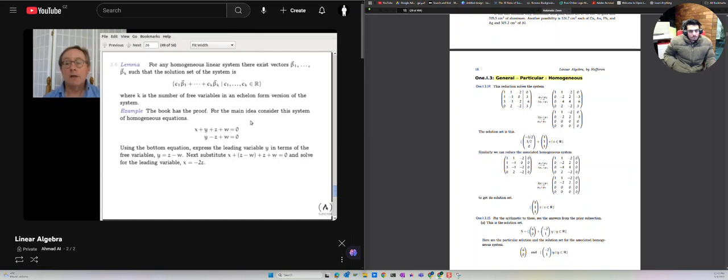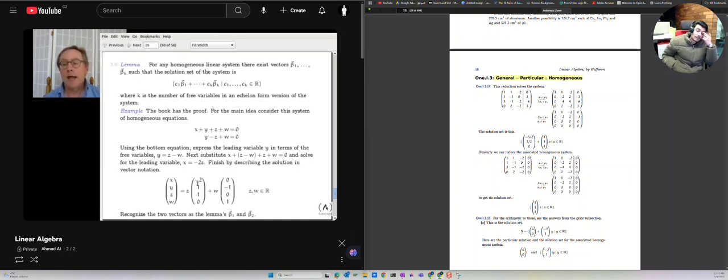Okay, so for the main idea here, you consider this system of homogeneous equations, and using the bottom equation, you can express y in terms of z and w. Notice that there are no constants, or a constant of 0, whichever way you like to say it. If you substitute the value of y into the top equation, again no constants, and so you get x expressed in terms of z and w. So you end up with z times a vector, w times a vector, and no vector of constants, or again, a particular solution of the 0 vector.